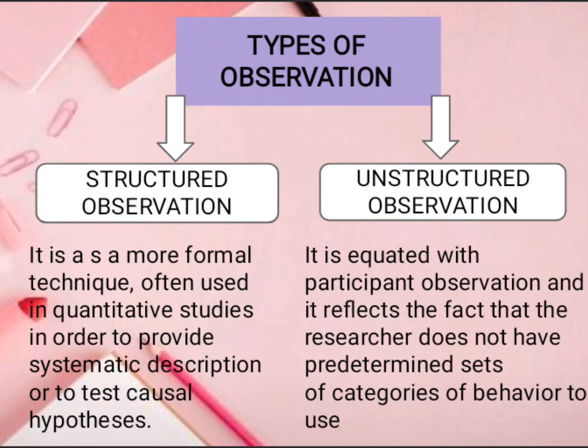There are essentially two basic types of observation: structured and unstructured. First, the structured observation is a more formal technique, often used in quantitative studies in order to provide systematic description or to test causal hypotheses. It may be used in field studies or in laboratory-type settings, but it should focus on designated aspects of behavior. On the other hand, the unstructured observation is sometimes equated with participant observation, but its most important characteristic reflects the fact that the researcher does not have predetermined sets of categories of behavior to use.